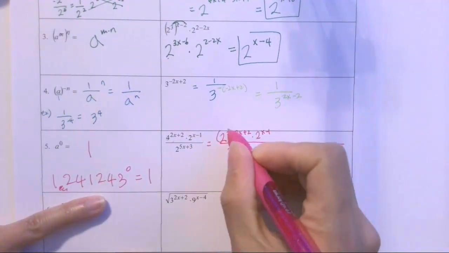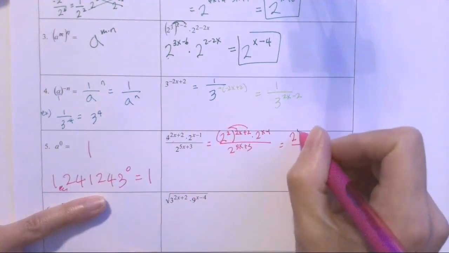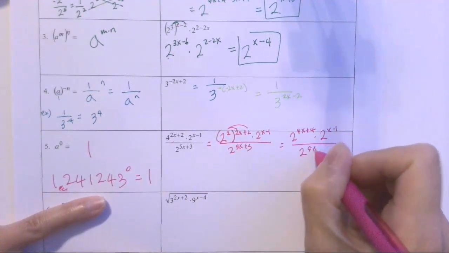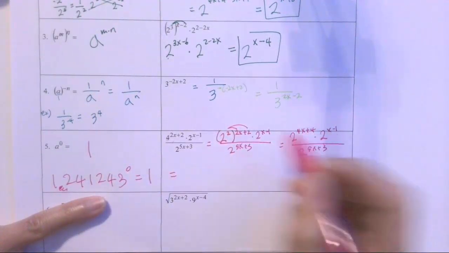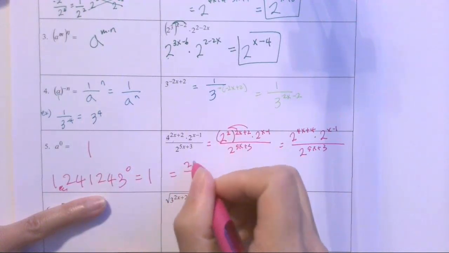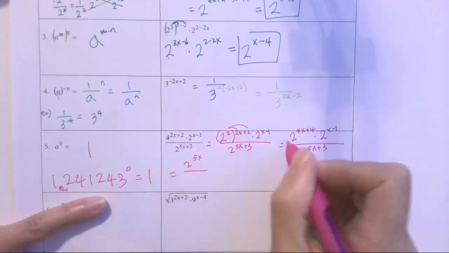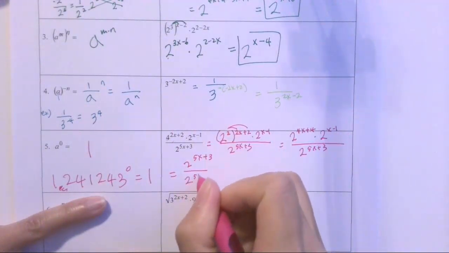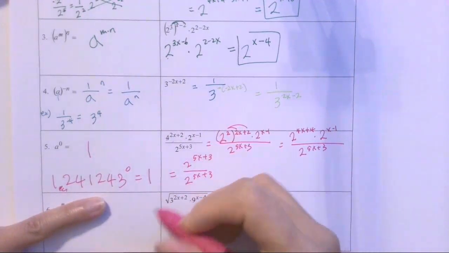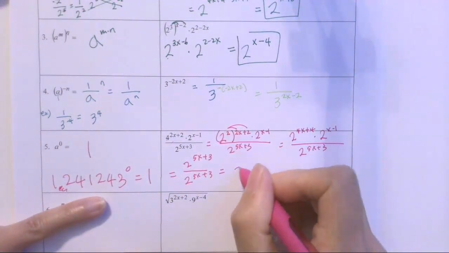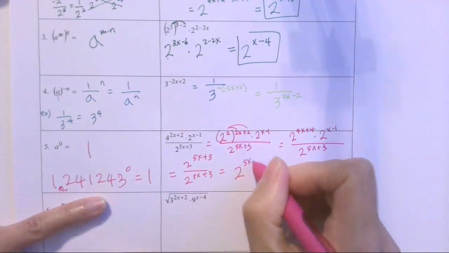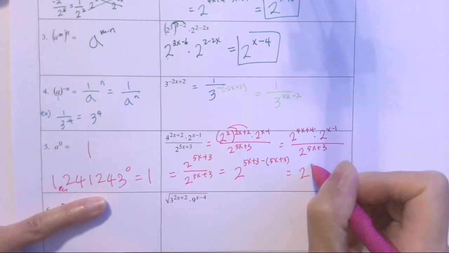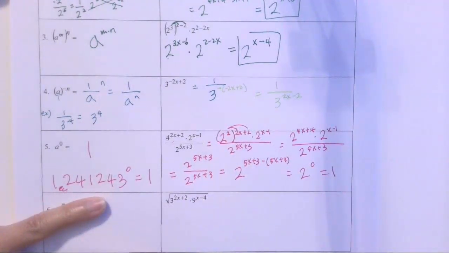And now over here I'm going to distribute that in. So 2 to the 4x plus 4 times 2 to the x minus 1, over 2 to the 5x plus 3rd power. Over here add my exponents together. 2 to the 4x plus x is 5x. 4 minus 1 is 3. And 2 to the 5x plus 3, well, it's the same thing, so it's actually going to be 1. But you can also think of this as subtracting my exponents, because you're dividing, which is going to be 0. That's why it's going to be 1.